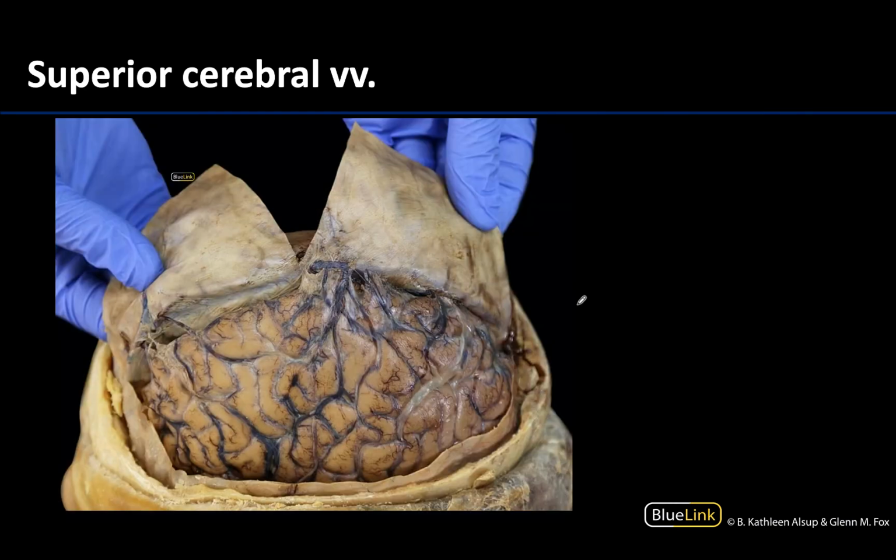Okay, now let's talk about the superior cerebral veins. Typically you have about 8 to 12 superior cerebral veins, which are the superior most of the superficial cerebral veins. As you can see here, these are draining into the superior sagittal sinus, which is located right about here within the falx cerebri. These veins are going to drain the superficial superior portions of the cerebrum.